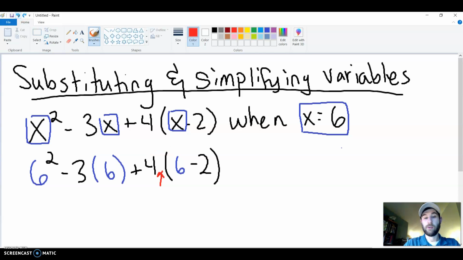So rather than multiply by that 4 first, instead, let's go ahead and do the 6 minus 2 first. We know what 6 minus 2 is. 6 minus 2 is 4. So we end up with 4 times 4.